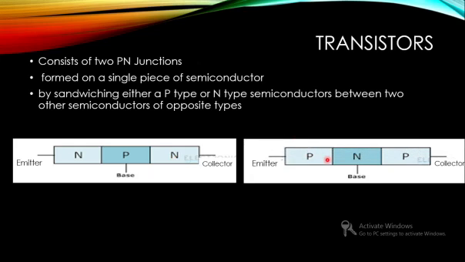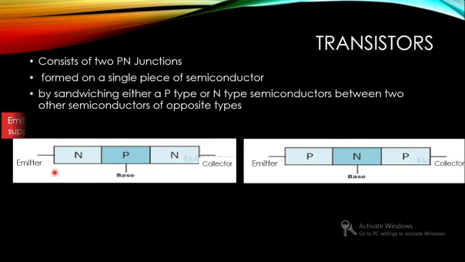Similarly, another possible way of representing is you could have N type material sandwiched between two P type materials. So here also two PN regions, PN and then NP, two back to back PN junctions are obtained. Such a device is called a transistor, and transistors have three terminals: emitter, base and collector.